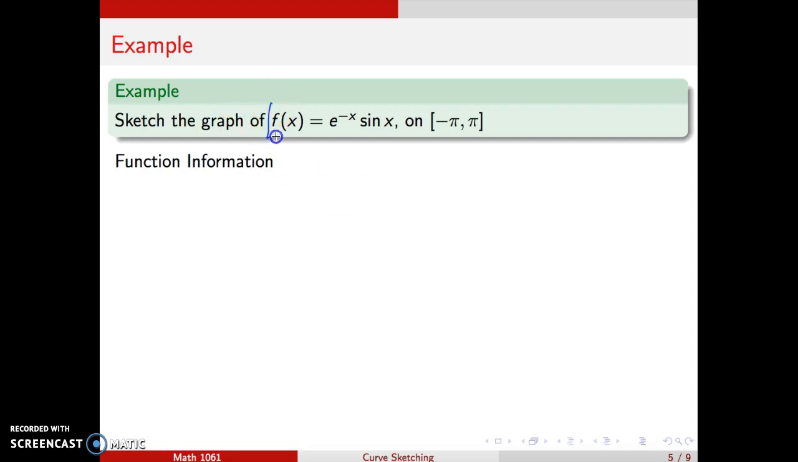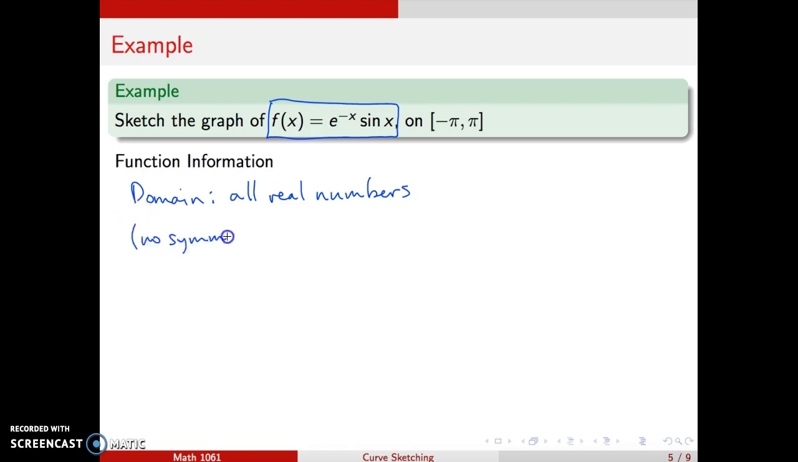So, got our function here. Let's look at the function f of x is e to the negative x times sine of x. We'll have a restricted domain. We're just going to worry about between negative pi and pi. And let's see what information we can get from just the function itself. First of all, we could look at the domain. No problems here, no restrictions. E to the negative x is never 0, so we don't have any problems, is what I'm trying to say. So all real numbers, no division by 0, no square roots of negatives, nothing like that, no problems.